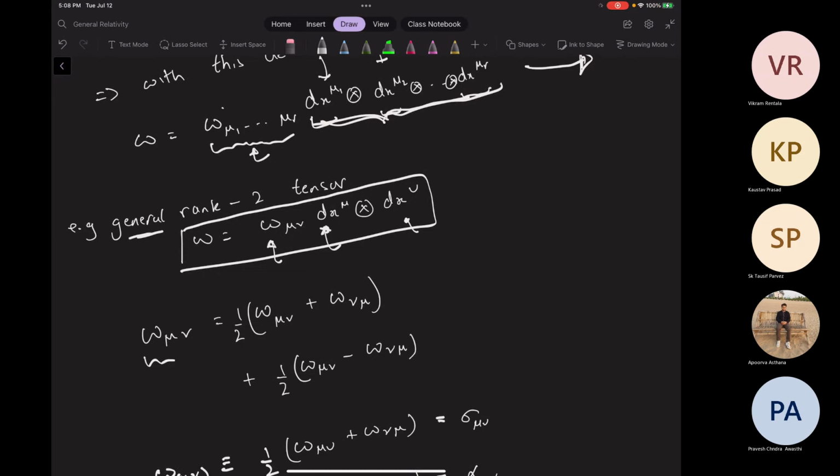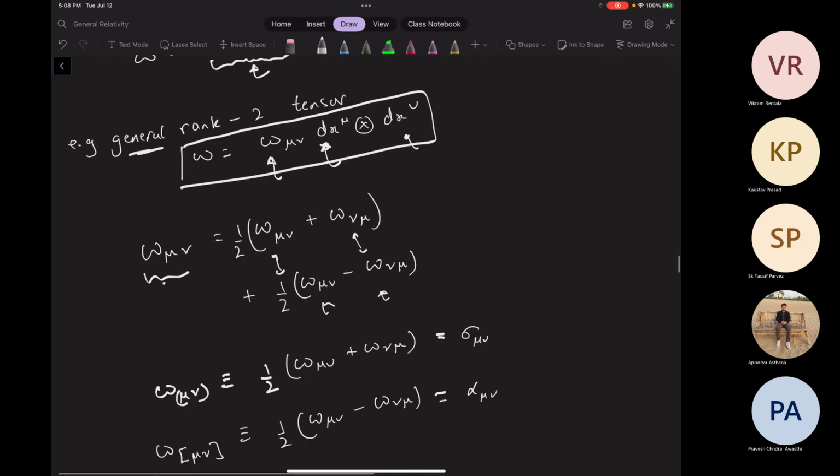So any omega mu nu can always be written as half omega mu nu plus omega nu mu plus half omega mu nu minus omega nu mu. This is just moving around indices. So these two terms add up and give you omega mu nu. These two terms cancel and give you minus omega mu nu minus omega nu mu. But the point is that if I break it up into these parts, I define this as the symmetric combination of omega mu nu and omega nu mu, which I write like this, and I call that sigma mu nu. This denotes the symmetric part.